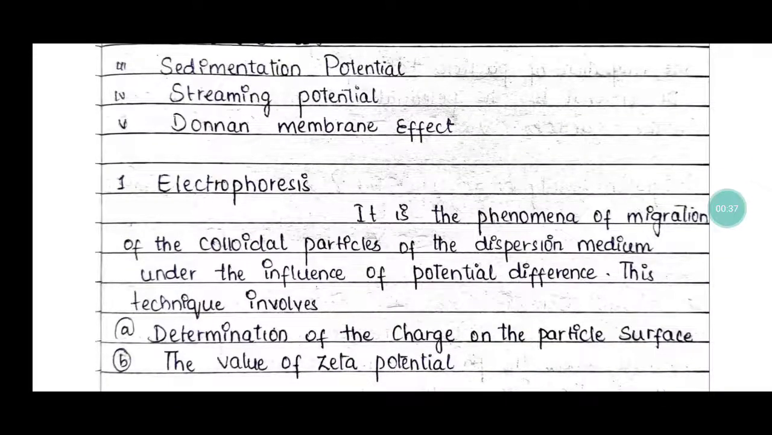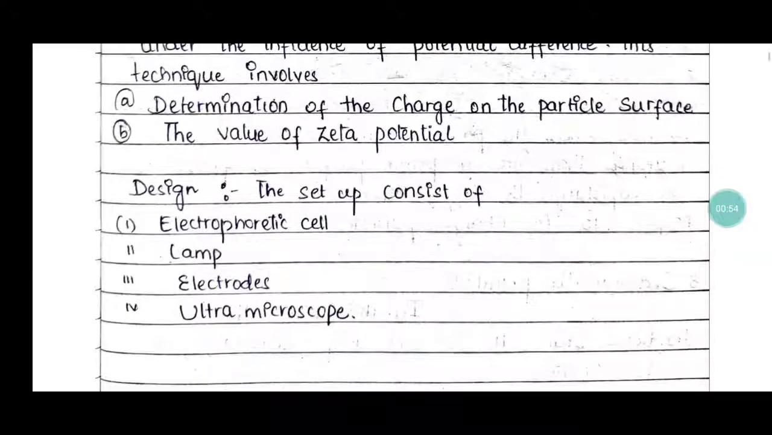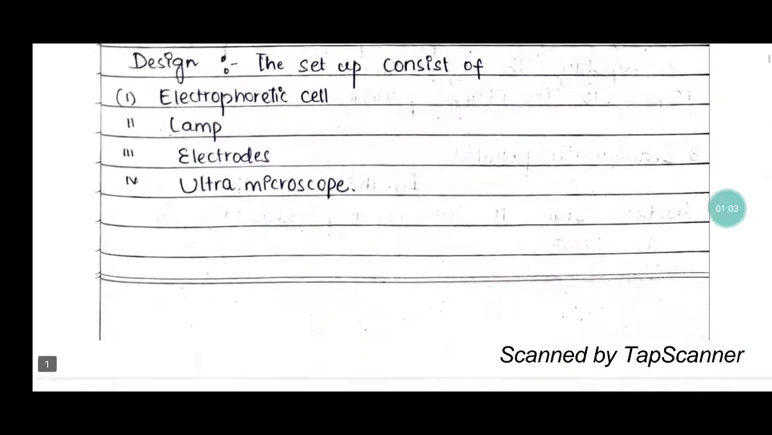Number one, electrophoresis. It is a phenomenon of migration of colloidal particles in the dispersion medium under the influence of a potential difference. This technique involves the determination of the charge on the particle surface and the value of the zeta potential. The setup for electrophoresis consists of an electrophoretic cell, lamp, electrodes, and ultramicroscope.